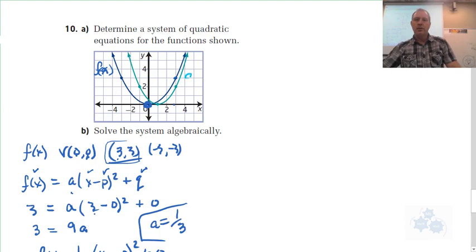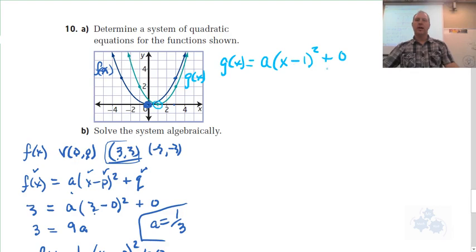So let's make this one g of x, okay? So g of x is a times x. Oh, here's my vertex. Okay, so I have a vertex is 1, 0. So x minus 1 plus 0. So that's what I have so far. And I need to solve for a.